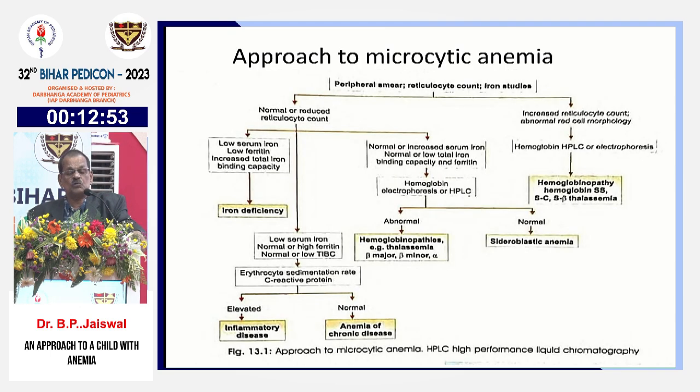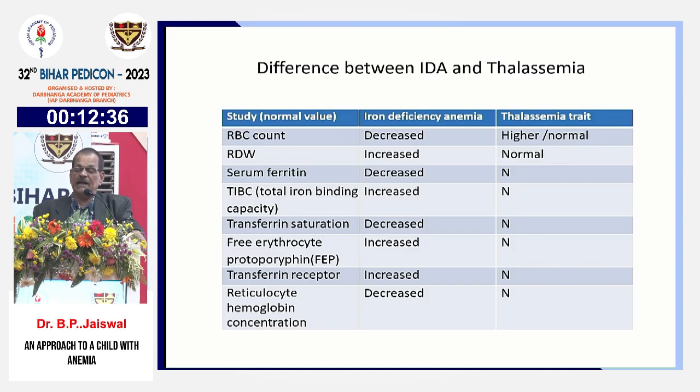Now approach to macrocytic anemia, I need not go, you can see because the chart is a big one, and I will request you all to go through the book, give 2 or 3 days on anemia, and you will appreciate the different things. Now difference between IDA and thalassemia, I also don't want to go into the details.